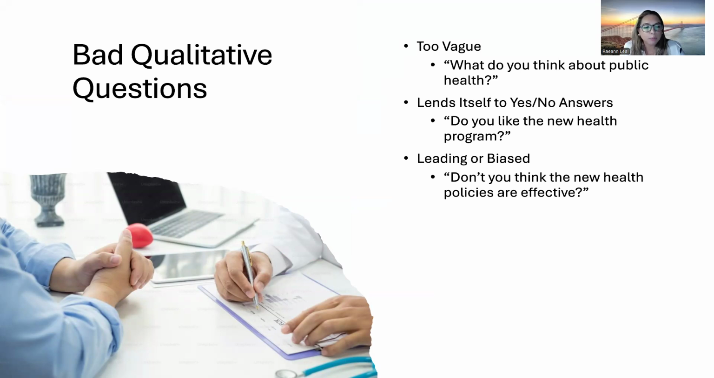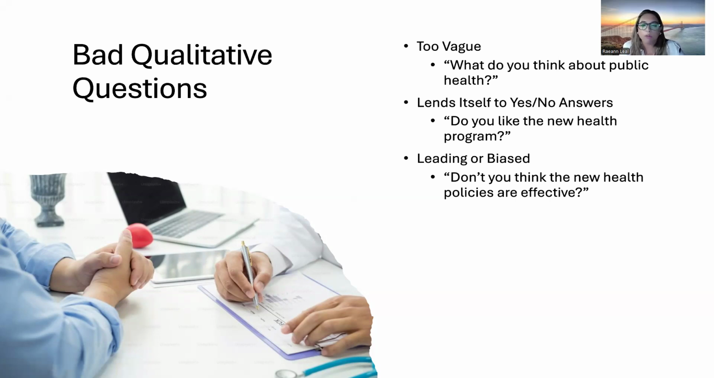So here are some examples of ineffective qualitative questions. They're usually too vague. So, for example, what do you think about public health? This one is ineffective because it's too broad and does not guide respondents towards specific aspects of public health, leading to unfocused answers. Then you also have the questions that lend themselves to yes and no answers.